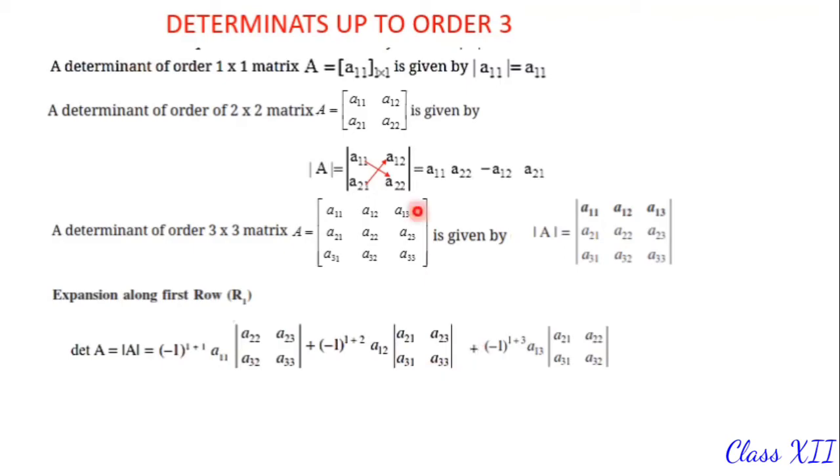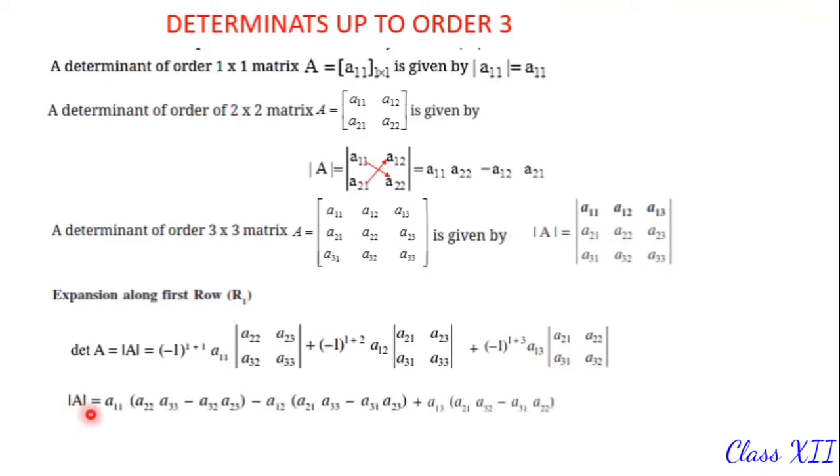Plus the last element is A13. So (minus 1) to the power 1 plus 3 into A13, into the determinant where that row and that column are eliminated. The balance is A21, A22, A31, A32. That is the way we have to write.